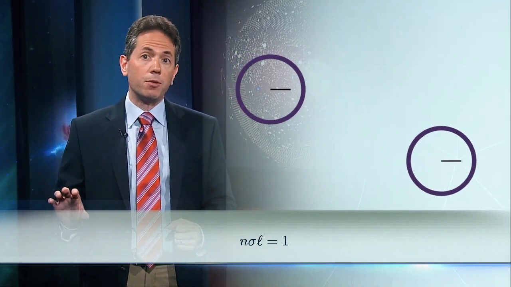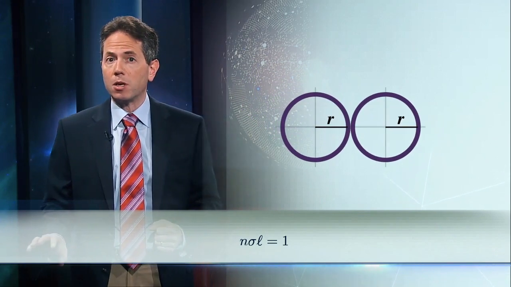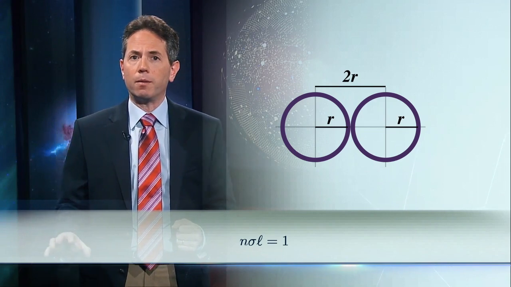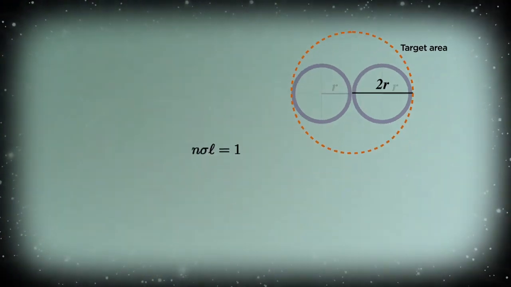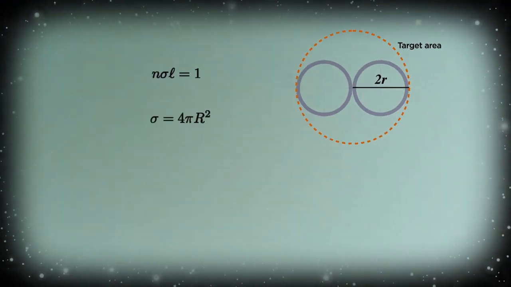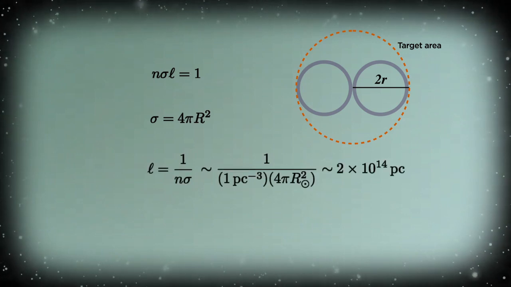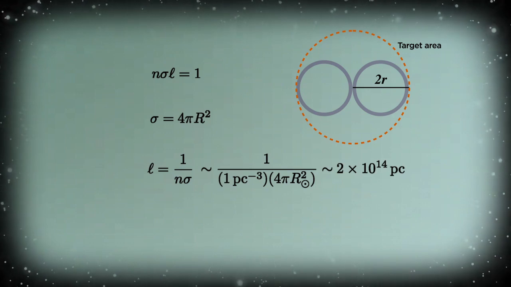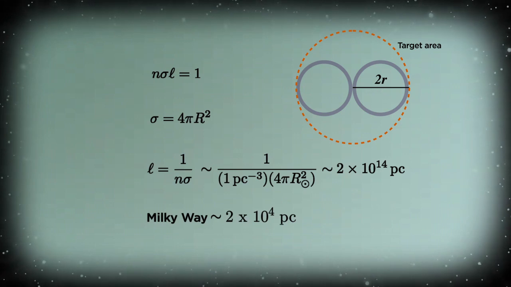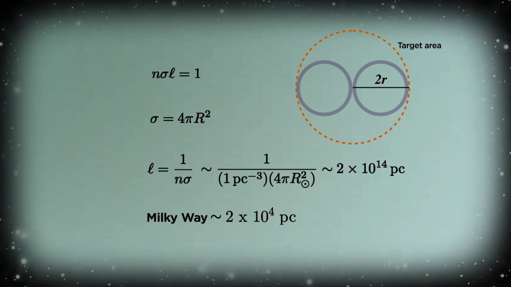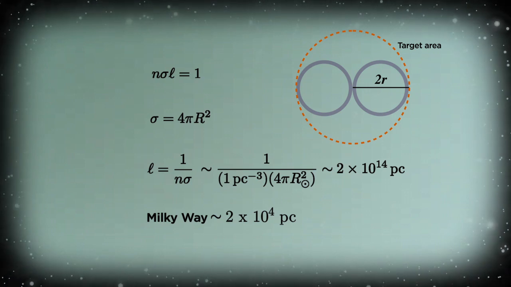So what about the cross-section, sigma? Imagine throwing a star at another star of the same radius r. For a collision, the centers of the stars must come to within a distance 2r of each other. So the target area is a circle of radius 2r, and the collision cross-section is pi times 4r squared. Using the radius of the Sun, the mean free path comes out to be 2 times 10 to the 14 parsecs, whereas the size of the Milky Way is only 2 times 10 to the 4 parsecs. According to this calculation, the Sun could cross the Milky Way 10 billion times before it hit another star.